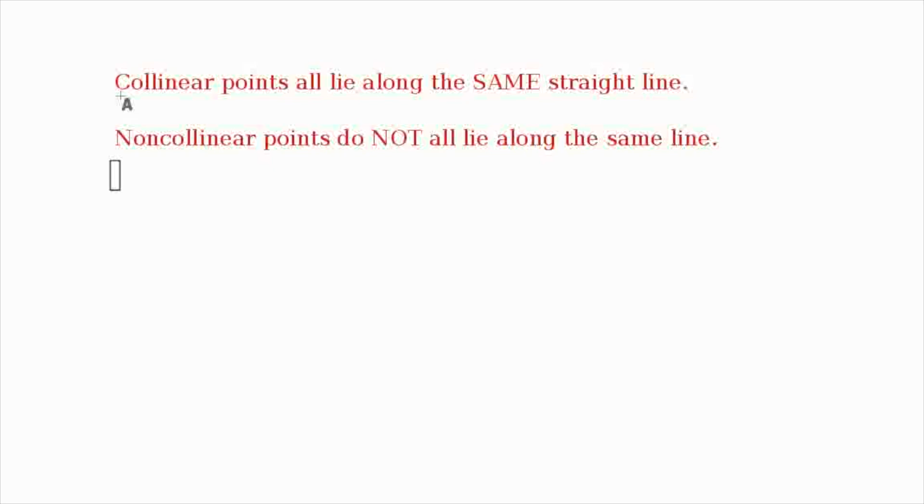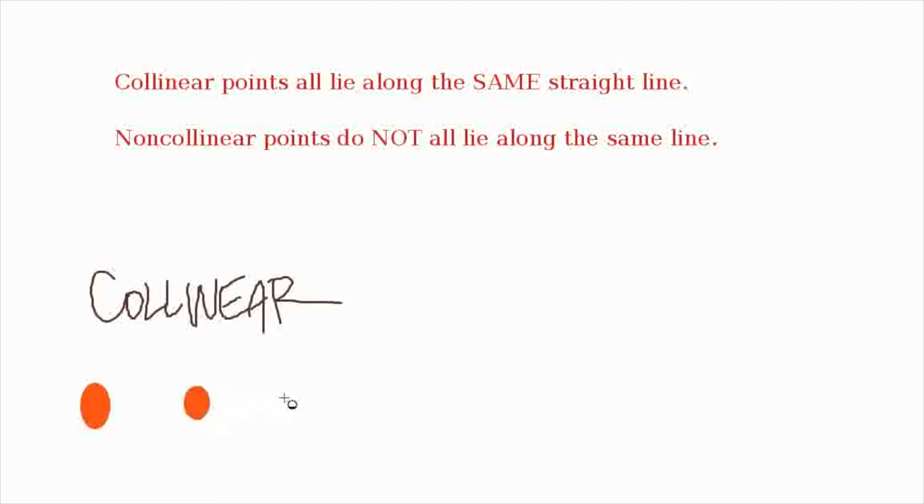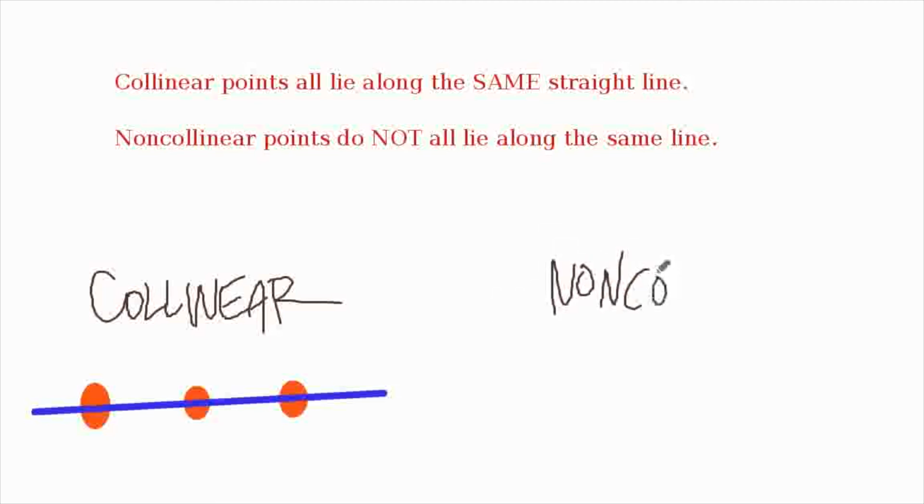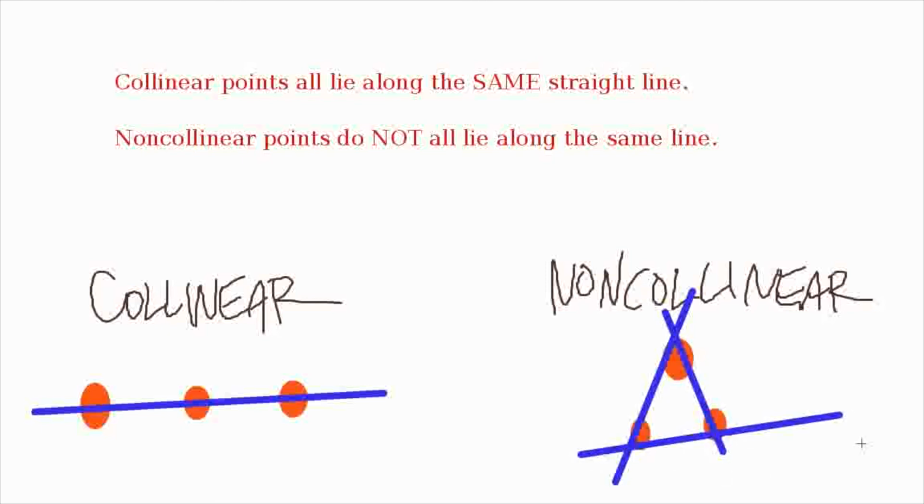So for example, an example of collinear points would be like dot, dot, dot. Those 3 are all along this line. And then non-collinear would be, let's say the dots were now like this. I dare you to draw a straight line that goes through those 3 dots. You're not going to be able to do it. There's just no way. You can go through 2, but not all 3 at the same time.